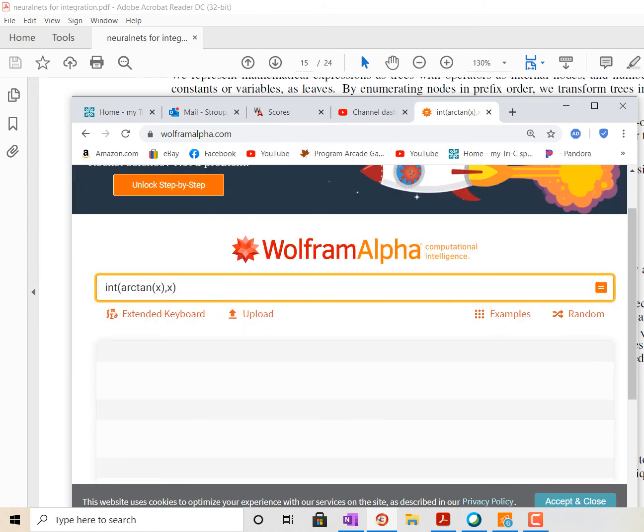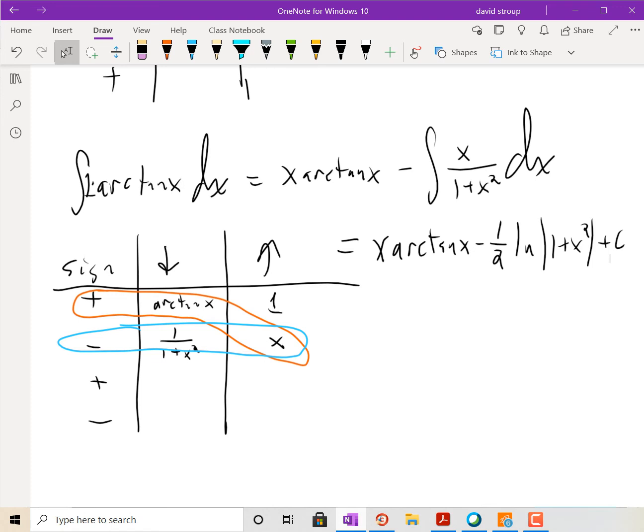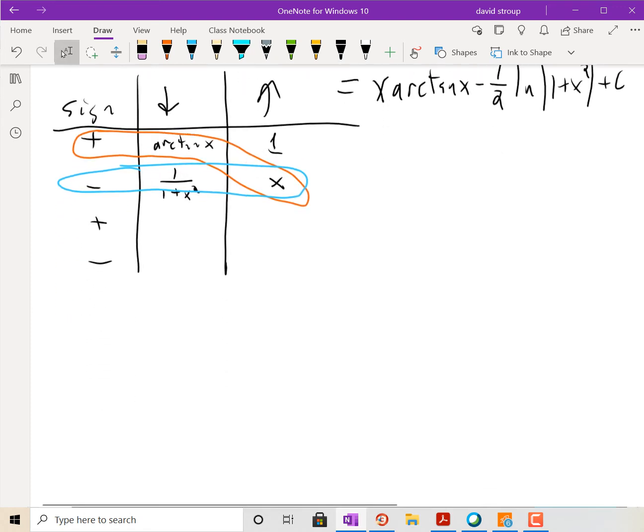It was quicker for me to do it by hand than it was to put it in the calculator. Maybe if I wrote tan inverse, it'd be happier. There it is. x tan inverse x minus 1/2 log of x squared plus 1. x tan inverse x minus 1/2 ln. I don't need the absolute values, but okay, same answer.